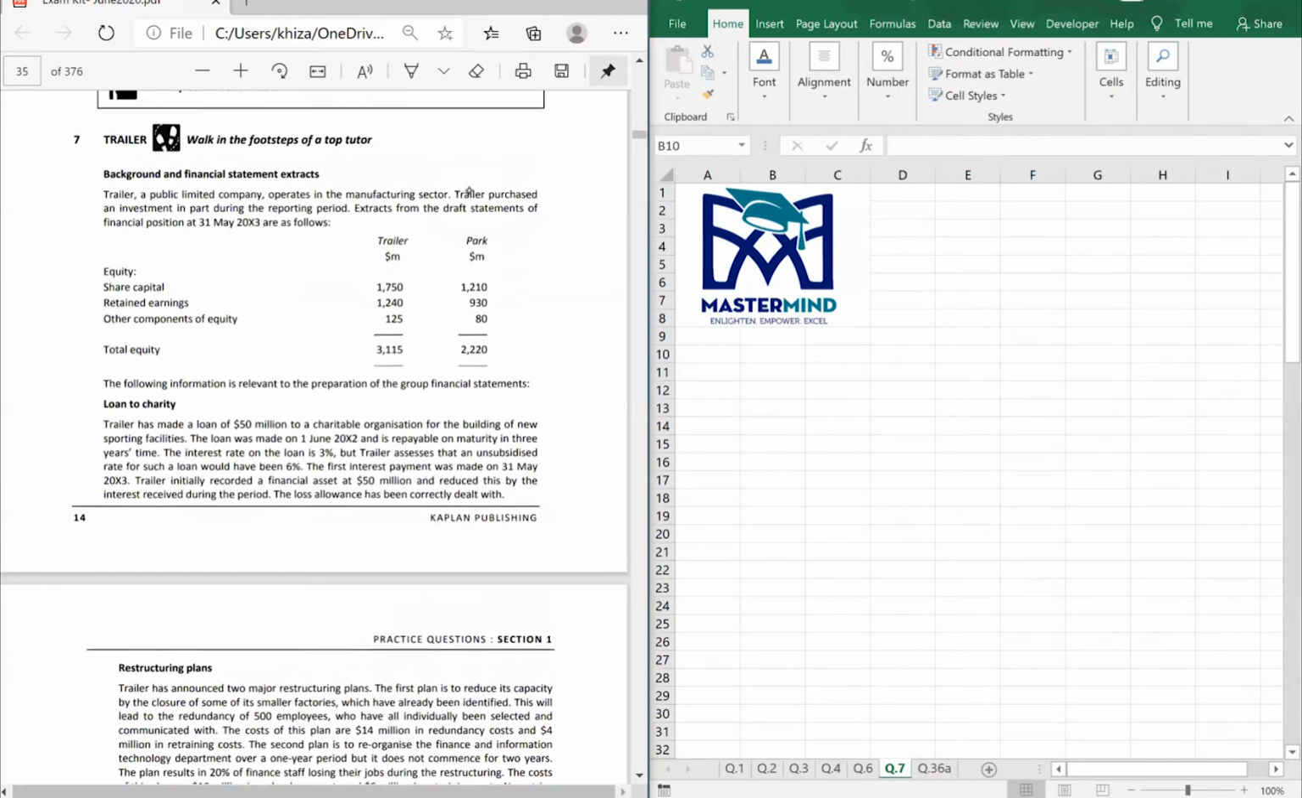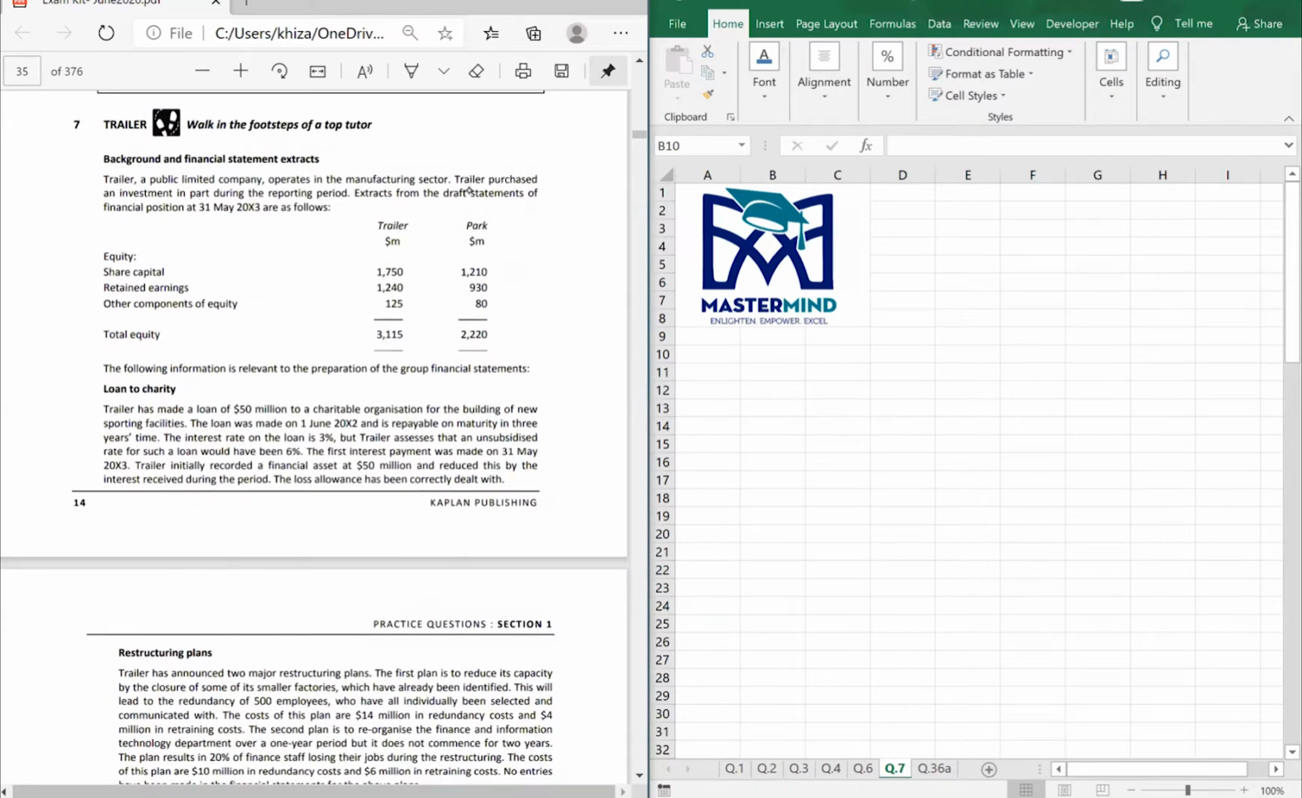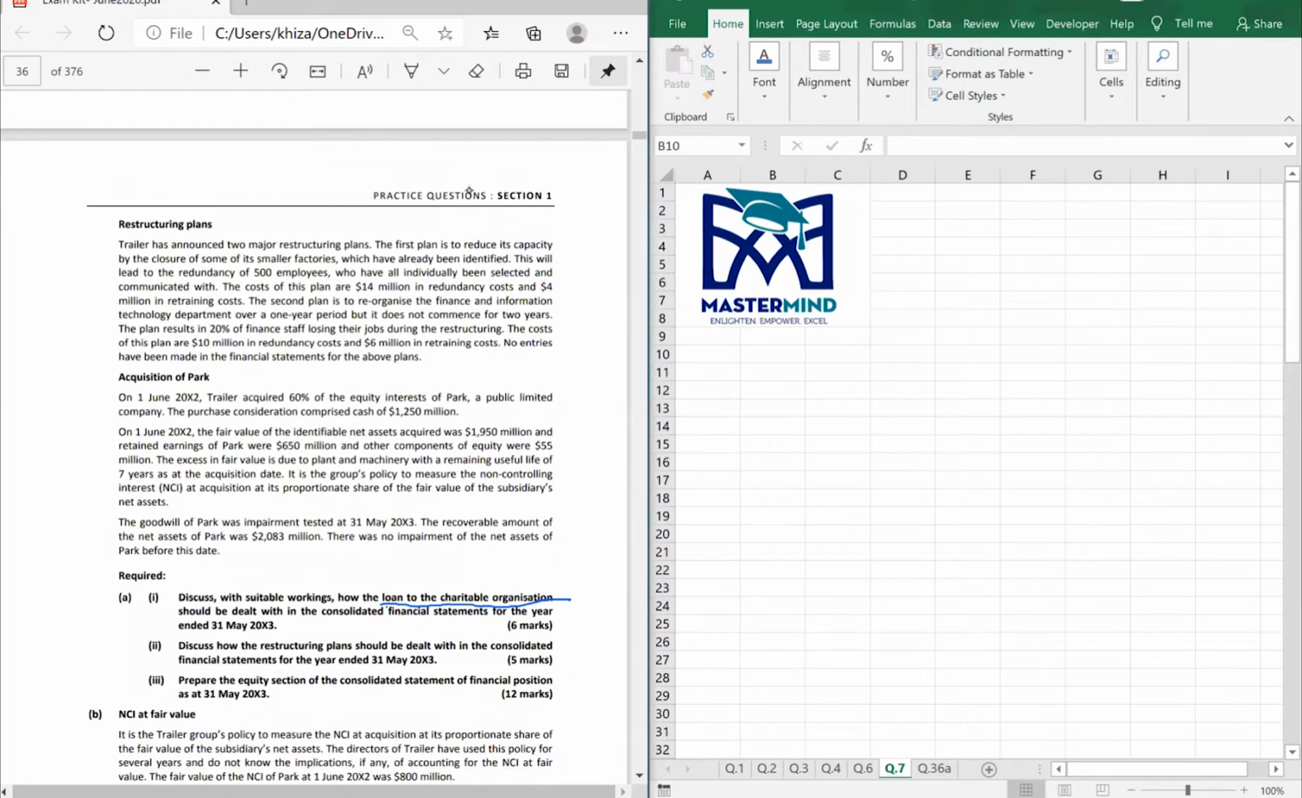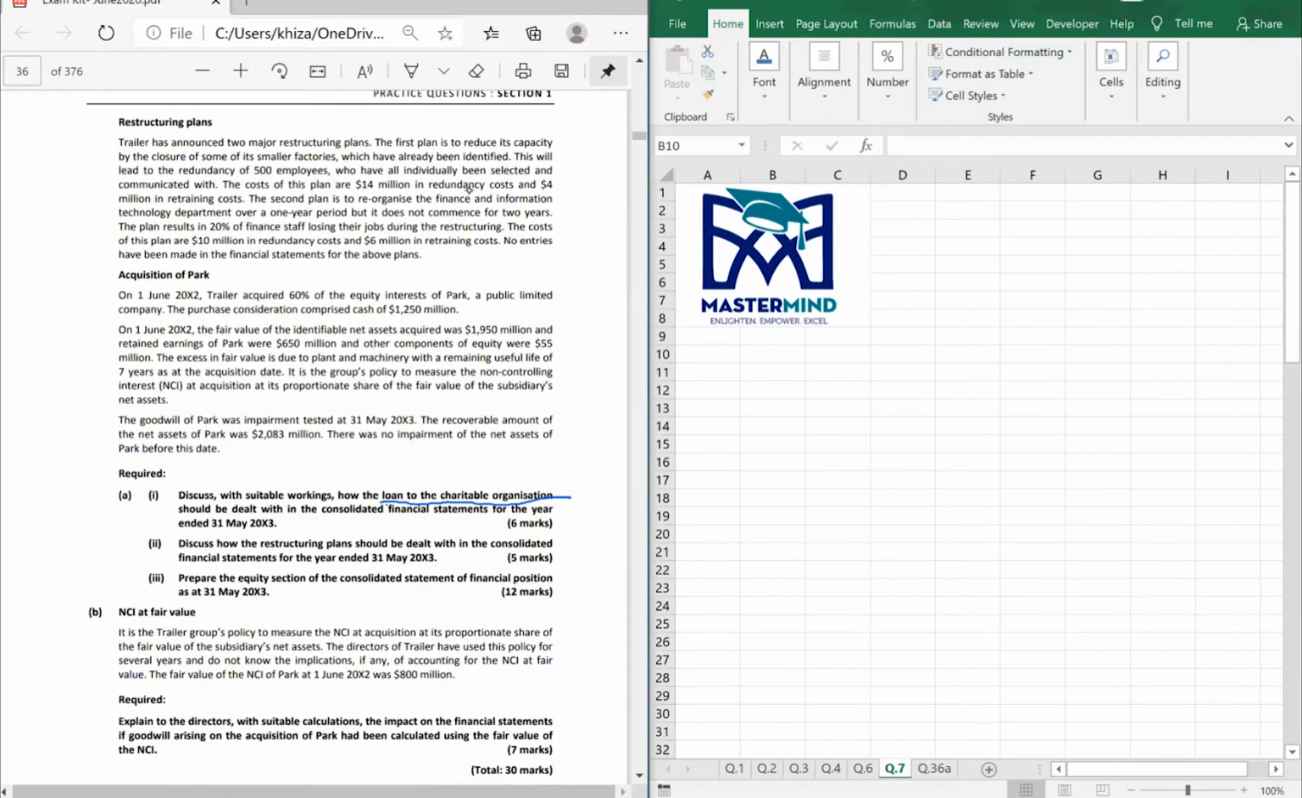Majority of the students, I would say 85, 90% of the students, start from the top: background, financial statement extracts. Taylor Public Company operates in the manufacturing sector, and so on, and they go on and on, and in the end they read the requirement. When they come to the requirement, they have already forgotten what information they had to extract in order to cater to the requirement. So that's a very wrong approach, especially in questions that are long.